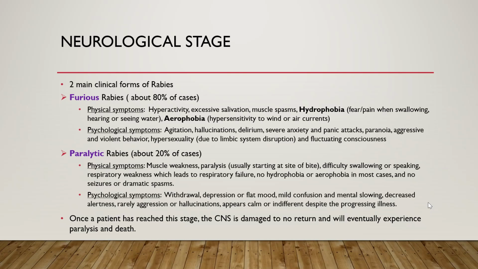The second form of rabies is the paralytic rabies, which is less common and not as aggressive. Physical symptoms include muscle weakness, paralysis, usually starting at the site of the bite, difficulty swallowing or speaking, respiratory weakness, which can lead to respiratory failure, usually no hydrophobia or aerophobia, and no seizures or dramatic spasms.